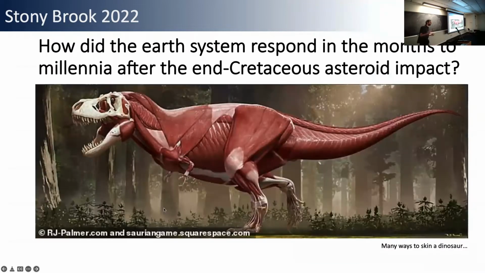So the real question I'm going to be trying to address today is, how did the Earth system respond in the months to millennia after this asteroid impact event? Can we really get a better understanding of what from the asteroid impact led to the extinction, instead of just saying we know an asteroid impact was bad for biology?